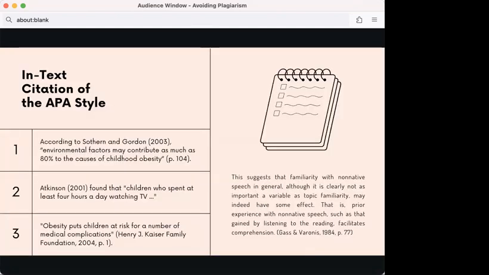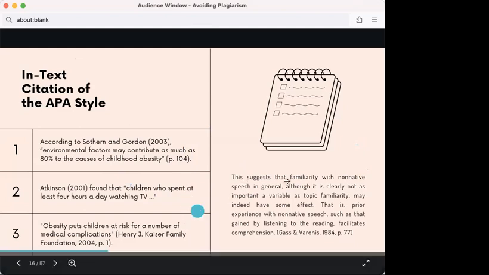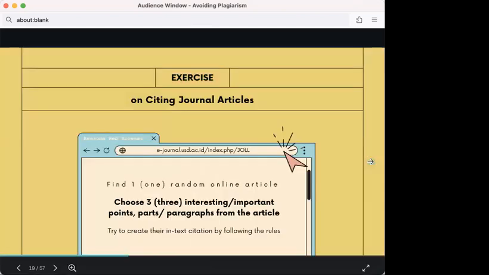These are the rules. Let me go back to the previous slides. So there are 3 rules. The first one is direct quotation, the second one is using the author's name as part of the narrative, and the third is using the author's name in parentheses. You can pause this video and then go to the website and choose one random online article from JOEL, and then find 3 interesting or important points, parts, or paragraphs from the article and create their in-text citation.